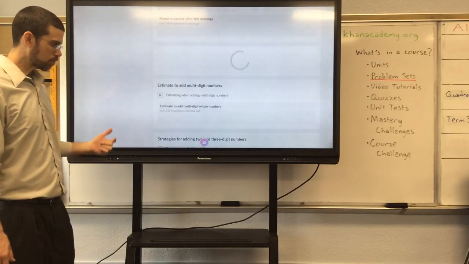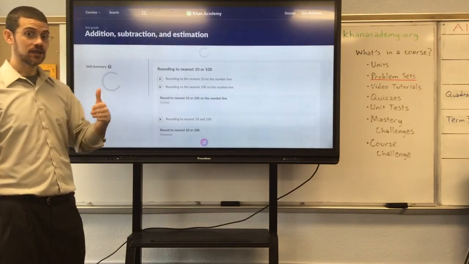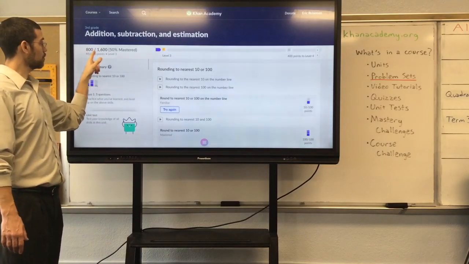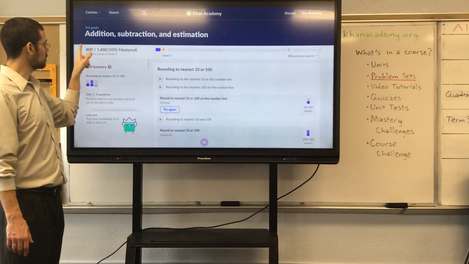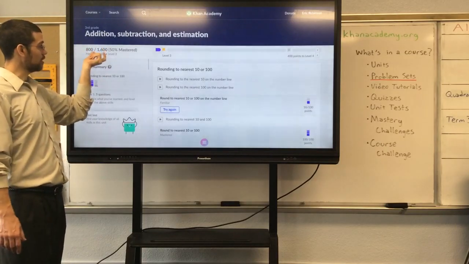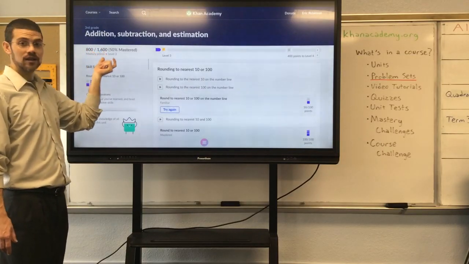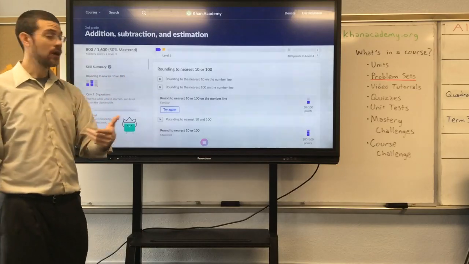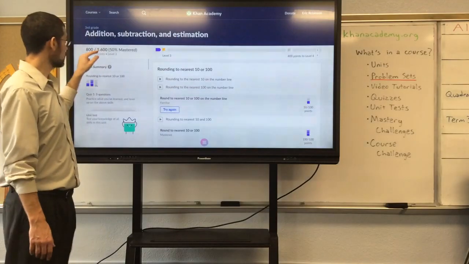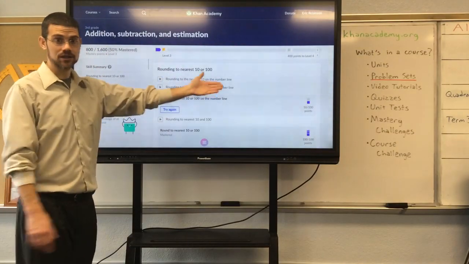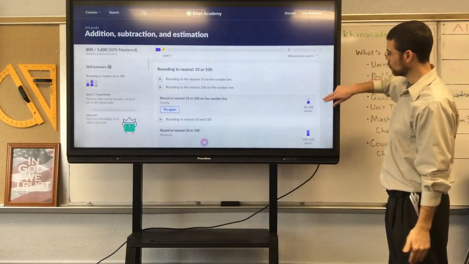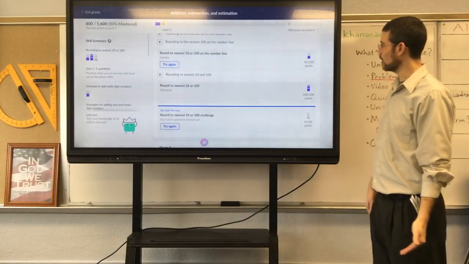This unit has 16 skills. I know that because it says in the top left here that I've mastered 800 points out of the 1600. So the denominator here, 1,600, tells us how many points are available. Each skill is worth 100 points, so 1600 means I have 16 skills in this section. Now I've worked on some of them. This first one looks like I have 50 points out of 100.